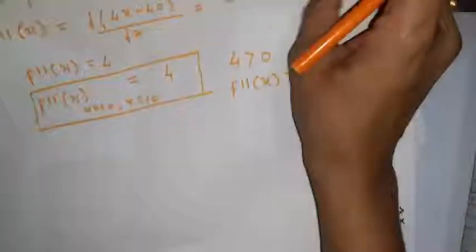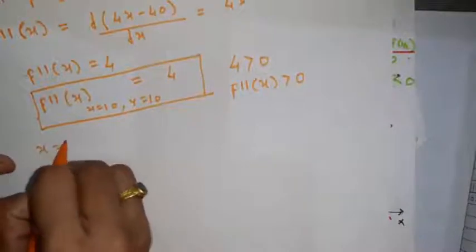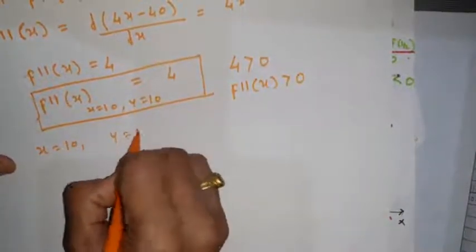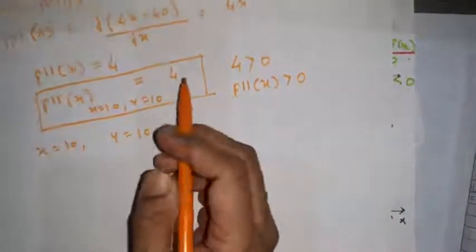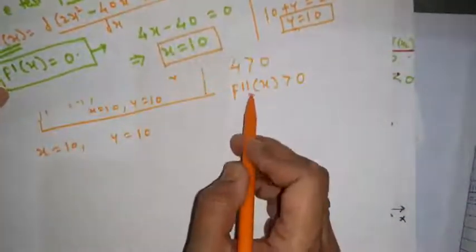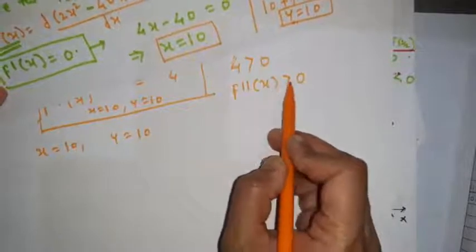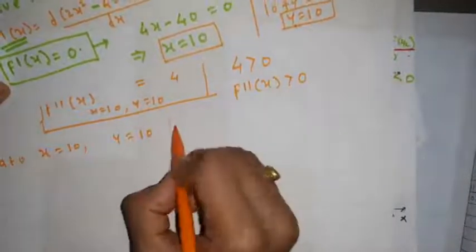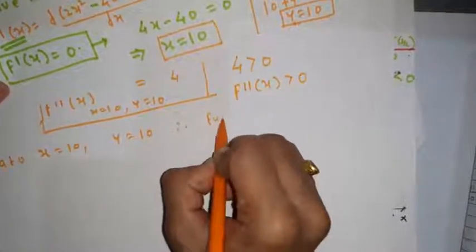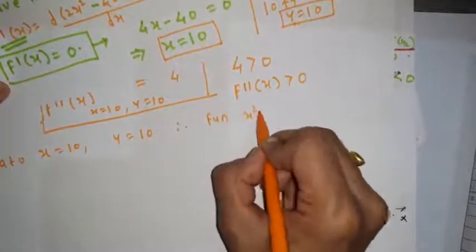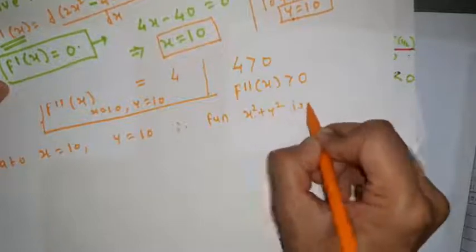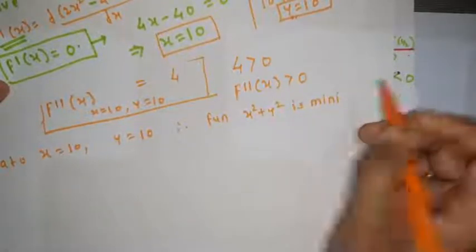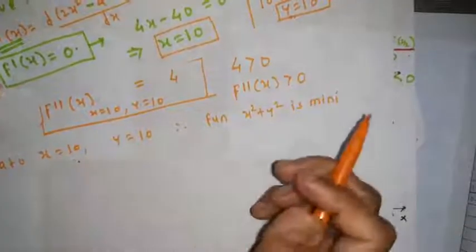And therefore at x equal to 10 and y equal to 10, the sum of squares is minimum. The condition is satisfied because f double dash of x is greater than 0 at x equal to 10 and y equal to 10. Therefore the function, that is, x square plus y square, is minimum at x equal to 10 and y equal to 10.